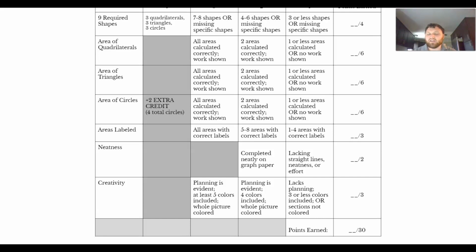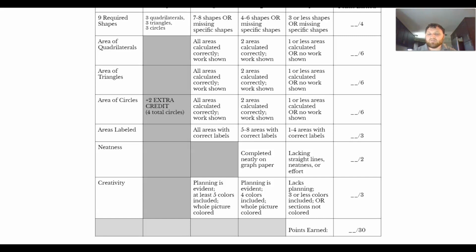So all the areas are calculated correctly and your work is shown. That's the same for the triangles and circles. If you look there closely at the area of the circles, you're able to get 2 extra credit points if you do 4 circles and find the areas correctly. Make sure you have your areas labeled correctly. That is worth 3 points.